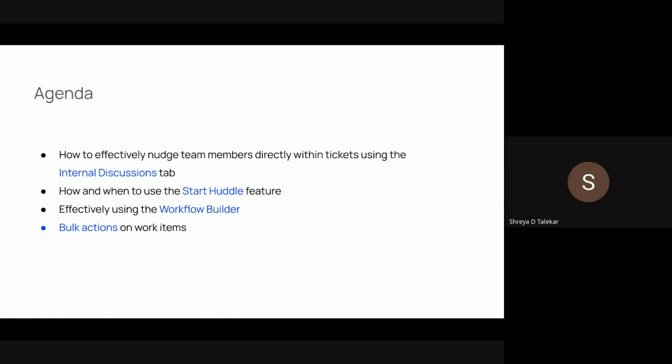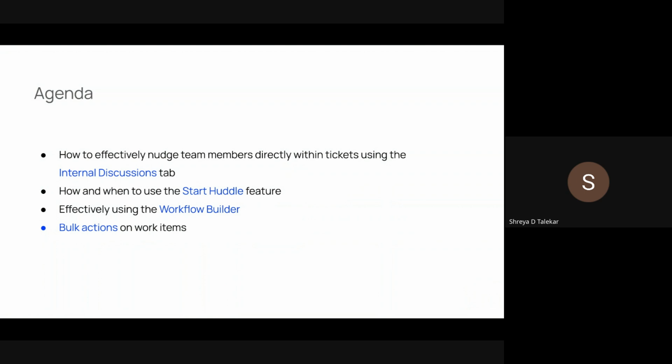So we'll start by explaining or looking at how you can nudge your team members directly within tickets using the internal discussion tab. Next, we'll cover the Start Huddle feature for quick discussions with your team members. Then we'll dive into the workflow builder to automate tasks and streamline your processes. And finally, we'll look at how to perform bulk actions on tickets for efficient management.